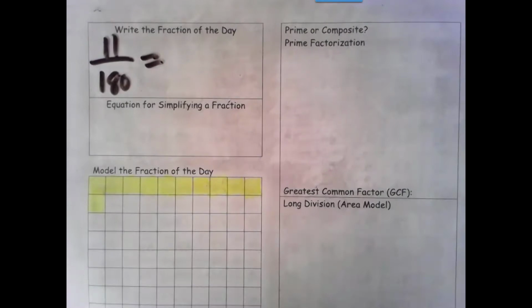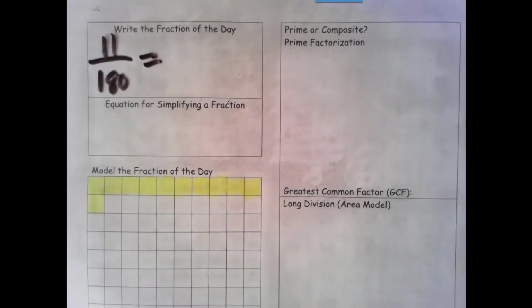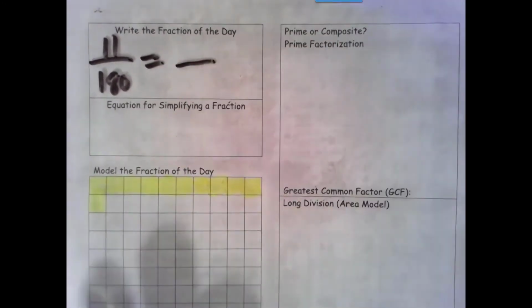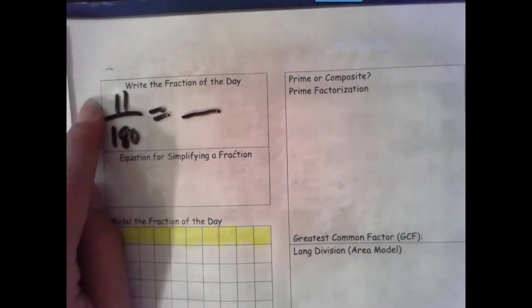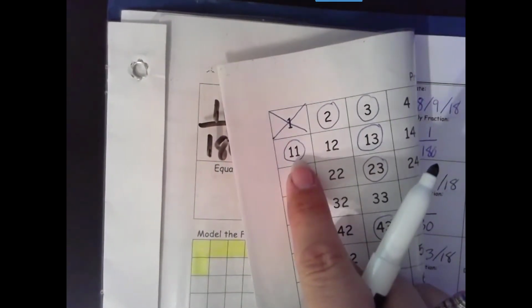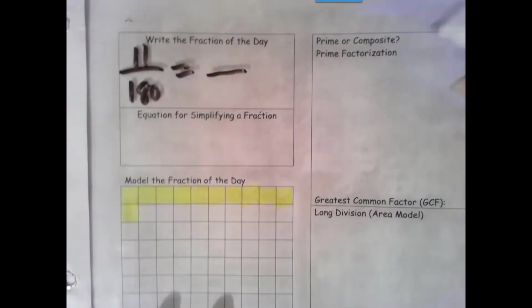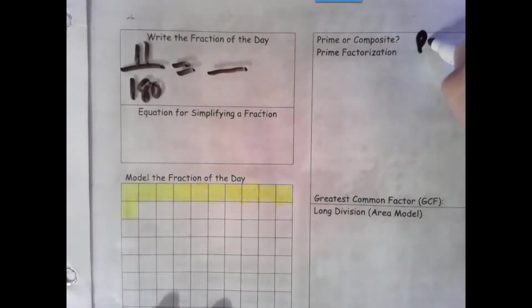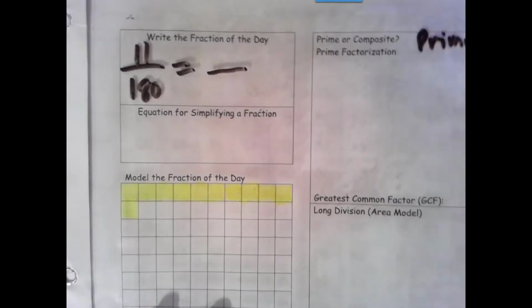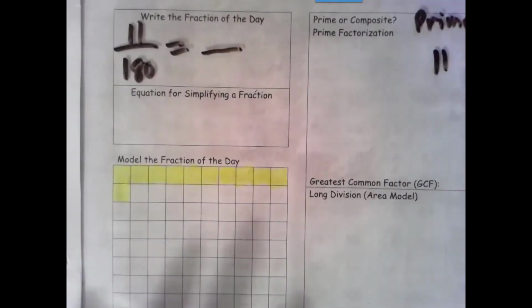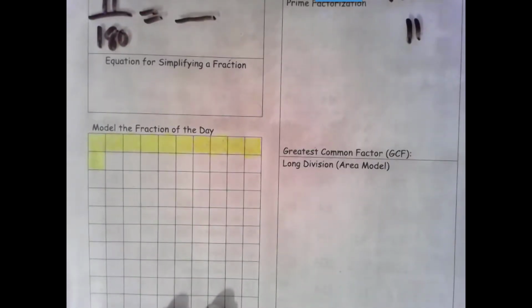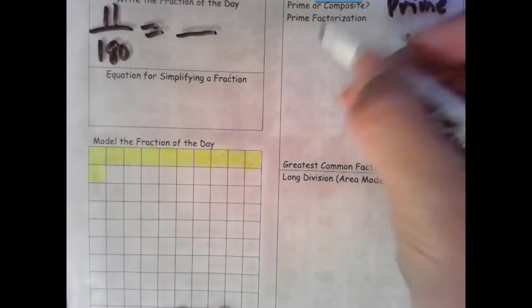So let's go ahead and start with our beginning fraction of 180, because that's the total amount of school days, and we're on day 11. Now we're going to look at our numerator and think, is it prime or composite? Well, 11 is circled, so it's prime. So since it's prime, we only need to do the factorization of our denominator. Our prime factorization for 11 is 11, just itself.